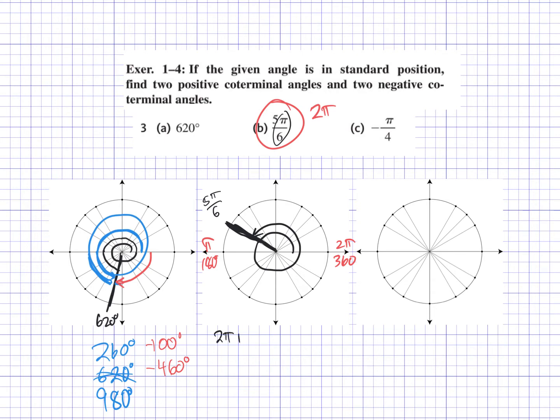So 2 pi plus 5 pi over 6, we got to get a common denominator. So we multiply by 6, that's 12, and we get 17 pi over 6. Now add another 2 pi to that, and again, get a common denominator, and you get 29 pi over 6. So there's your two positive values.